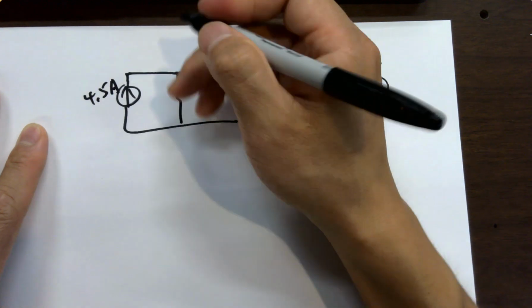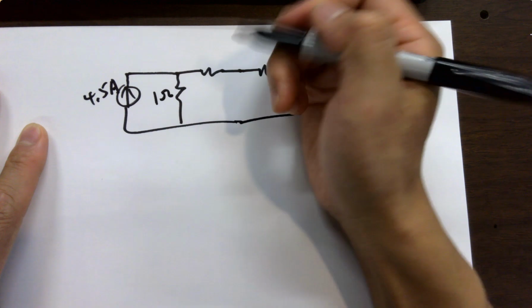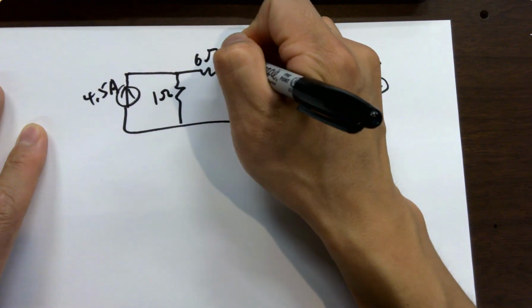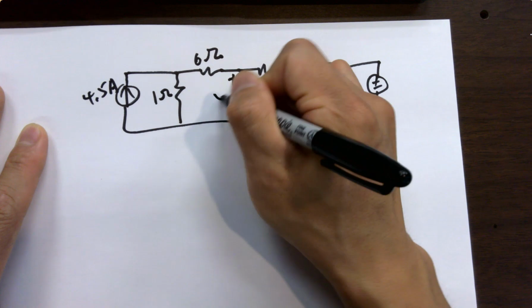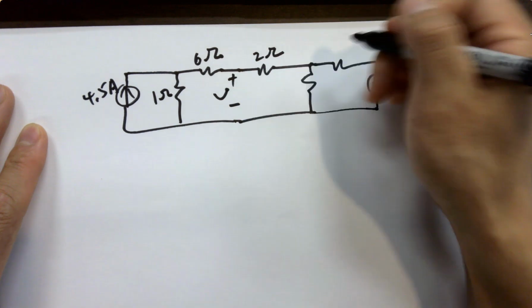4.5 amps, 1 ohm, 6 ohms, plus minus V, 2 ohms.